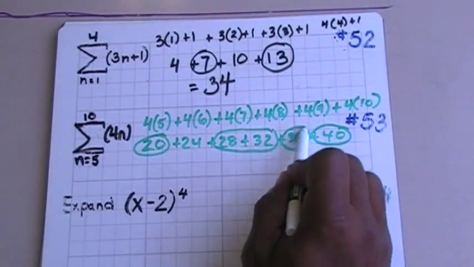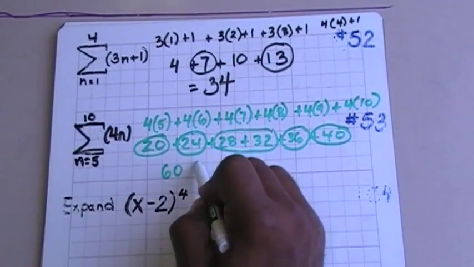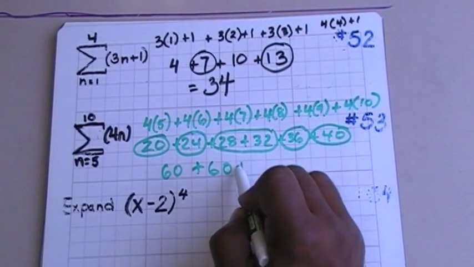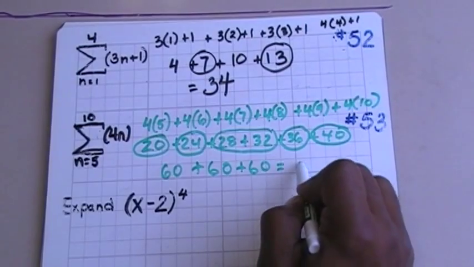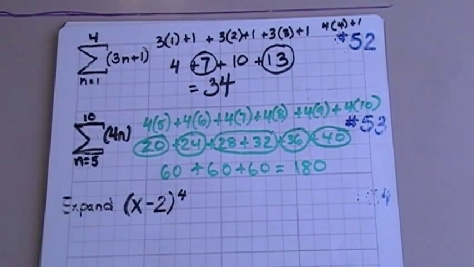And that right there. So we got 60, and then you got 60, and you got 60. So what is that? 180? And that's what it looks like, 180. Any questions? Hope not.